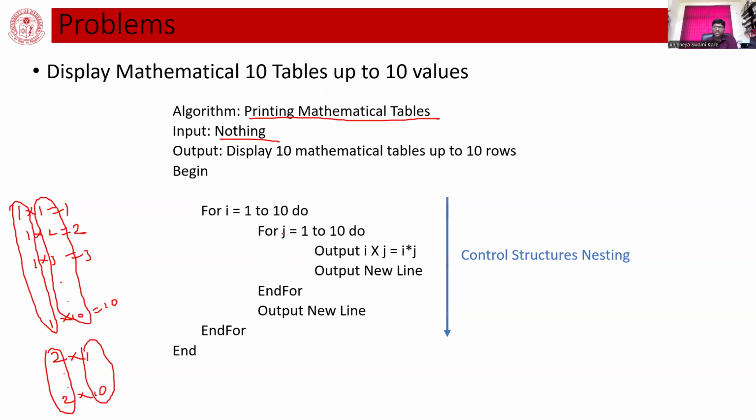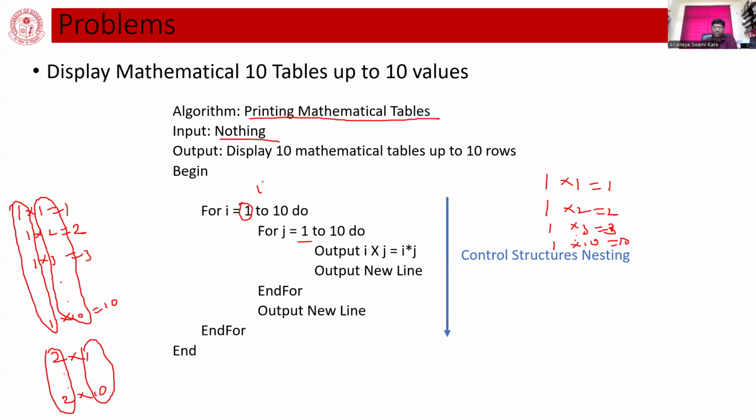What it will print is, basically, the i value is 1. For i value 1, j values 1 to 10 will be executed. So what will happen? i value is 1, j value 1, right? 1 into 1 is equal to 1. Then j value becomes 2, 1 into 2 is equal to 2. Now j value becomes 3, 1 into 3 is equal to 3, and so on. For j value 10, 1 into 10 equal to 10.